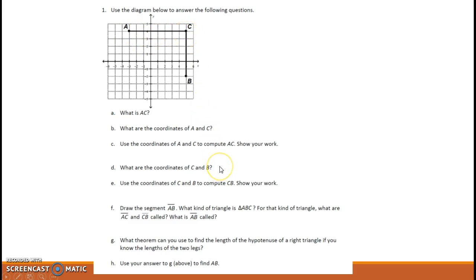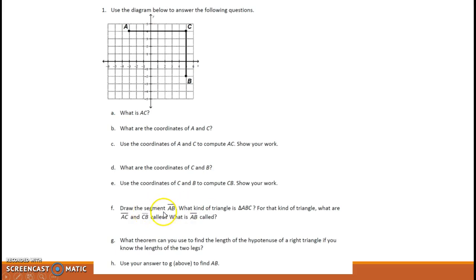And we can do the same thing for C and B down here on questions D and E. So for C, again, the coordinates are 5, 4. For B, the coordinates are 5, -2. So again, we can see that that distance is 7. I'm sorry, it's not 7, it's 6, because that is 4, not 5. I apologize. So the length of CB is 6.